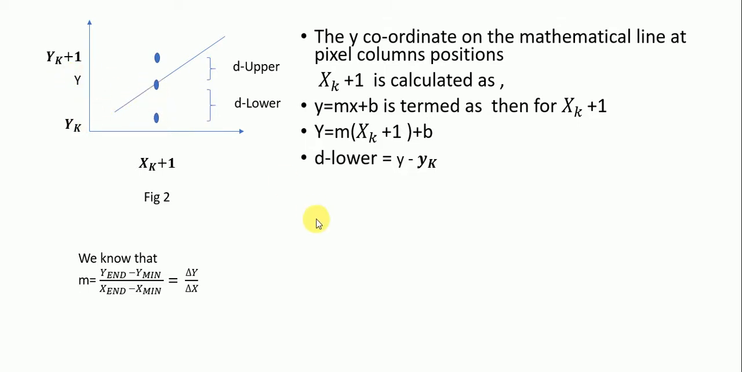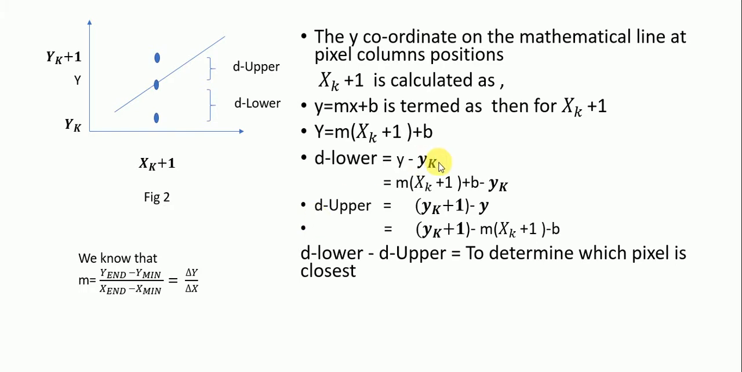And the next one, substituting these values here, that is the y value equal to m(xk+1) + b is substituted for y here, and yk here. So how did we get y?